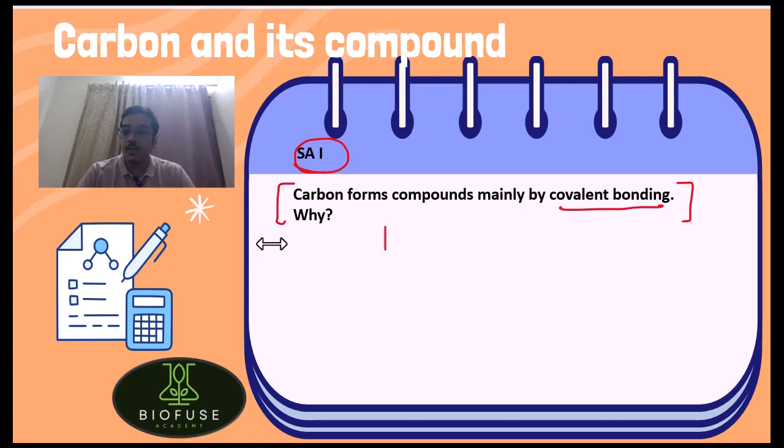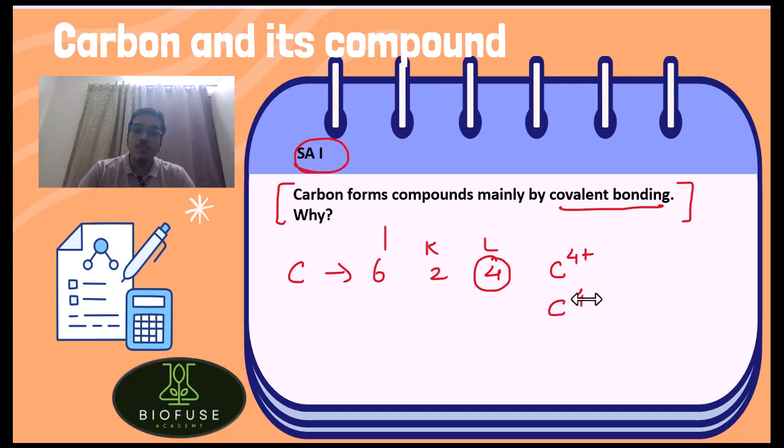The atomic number of carbon is 6. So what are the electrons? 2 and 4. Now carbon has two options. One, it can lose the 4 electrons, that is the valence electrons, and become C4 plus. Or it can become C4 minus, or it can gain 4 electrons. So either it can lose 4 electrons or gain 4 electrons. These are the two possibilities.